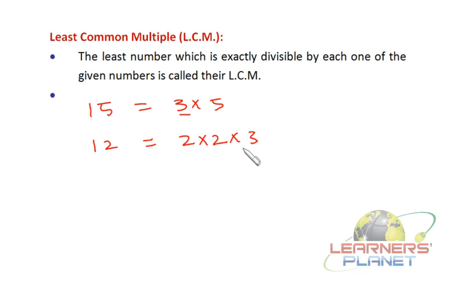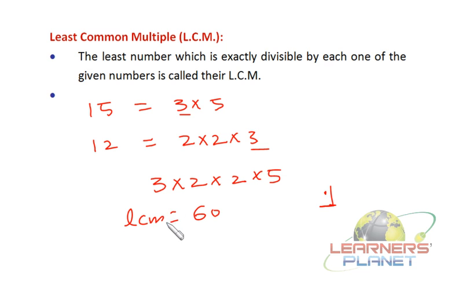Here 3 is common, so let's take 3 once. Then there are 2 times 2, so let's take 2 into 2. Then there is a 5. So 3 into 2 is 6, 6 twos are 12, into 5, 60 is the LCM.